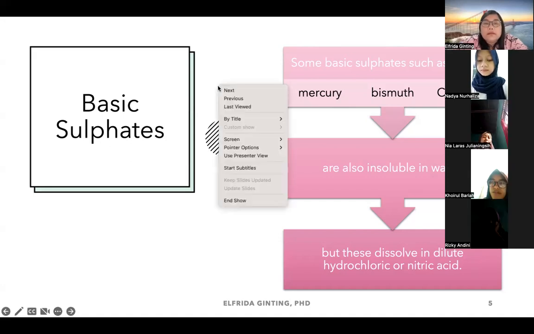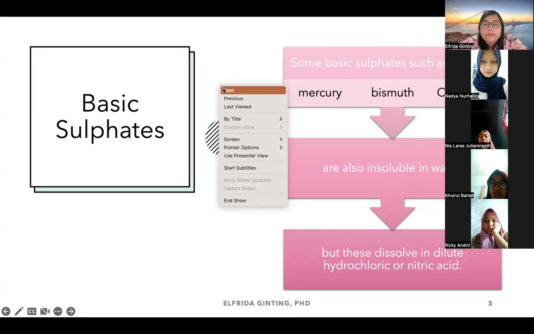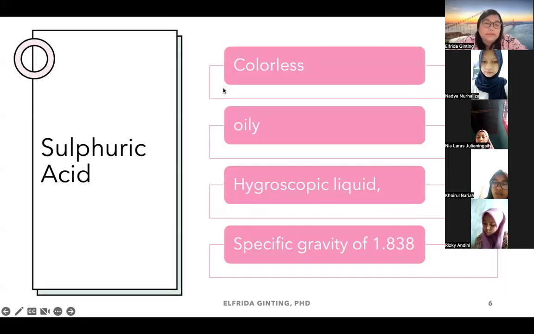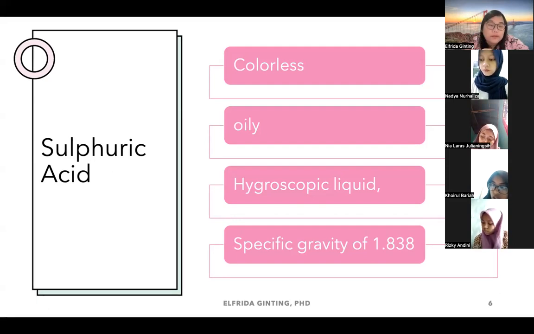Okay, next, let's continue. Sulfuric acid. Now, since we are studying sulfate, of course we need to know about sulfuric acid, because sulfuric acid is the source for making the sulfate anion. Now, the physical characteristics of sulfuric acid are listed in the slide. In this slide, the first one is colorless. The second one is oily. The third one is a hygroscopic liquid. The fourth one, it has a specific gravity of 1.838.